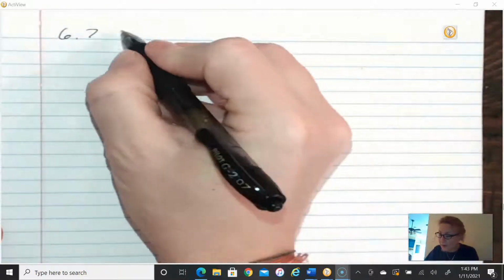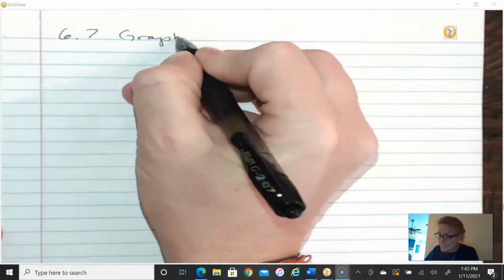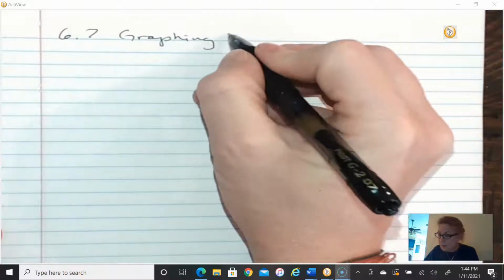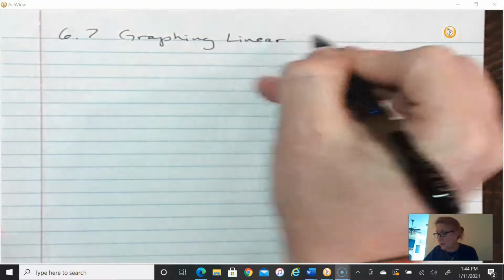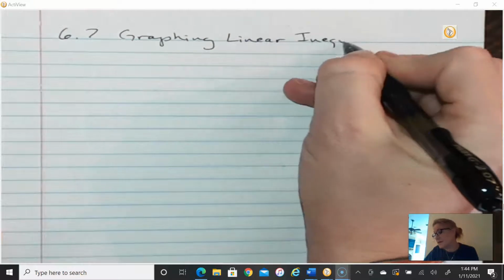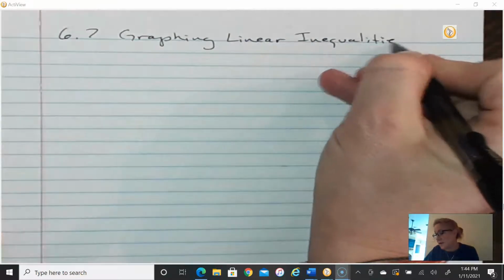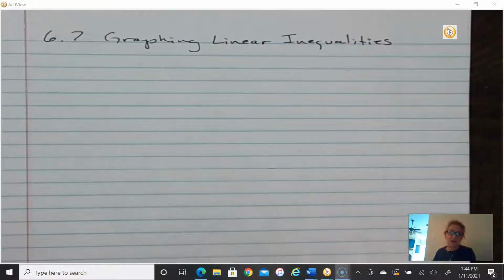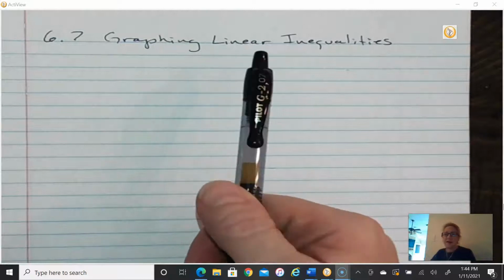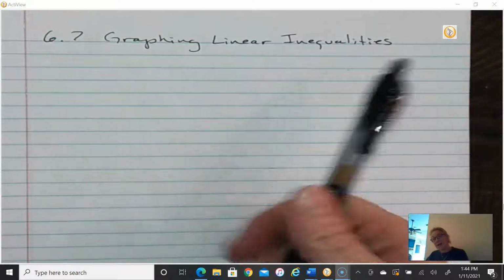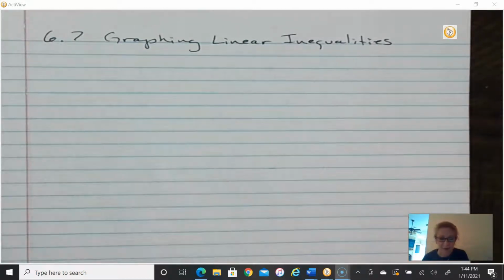6.7, graphing linear inequalities. Okay, so this is kind of like finishing off this chapter. We've been graphing linear inequalities. Linear meaning lines. We've been graphing lines back and forth here and there and everything. Now we're doing inequalities, okay?